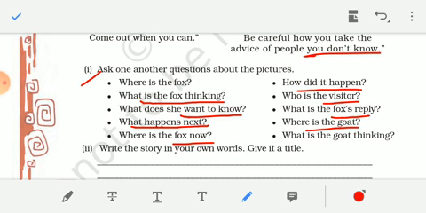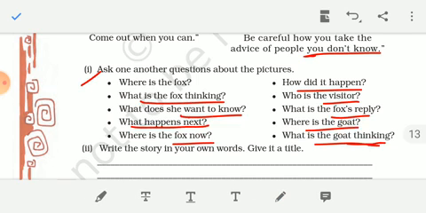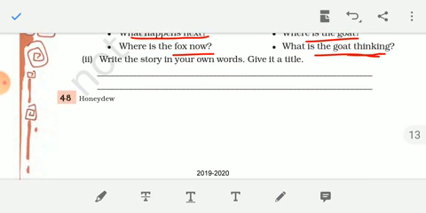What is the goat thinking? Now the goat is thinking, I should have been very careful, because my mother used to tell me that whenever you are taking advice from strangers, you should be careful. Now the goat is thinking this while he is inside the well. Okay, now see, what do you have to do now?